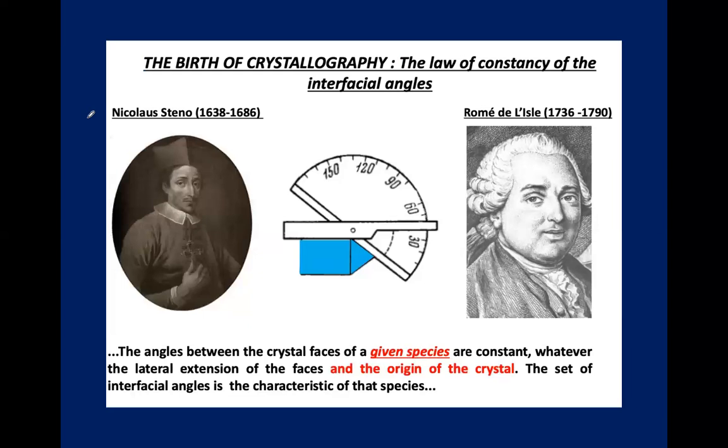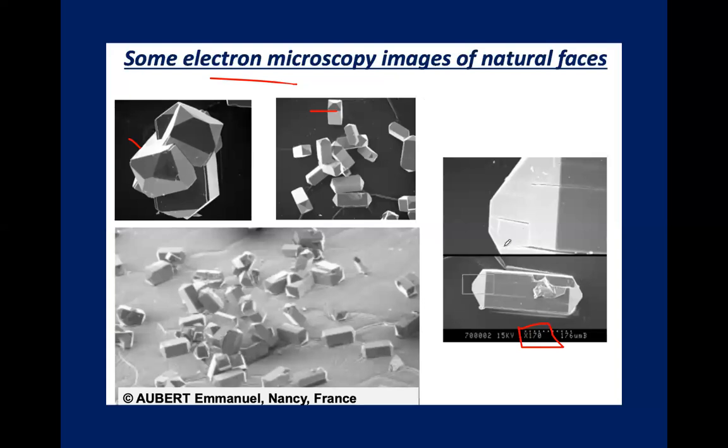Right. So the birth of crystallography was a long time ago, around 1600. First, Nicholas Steno and another scientist, Romé de l'Isle, discovered some consistency of the interfacial angles. That means they observed a consistency of interfacial angles.